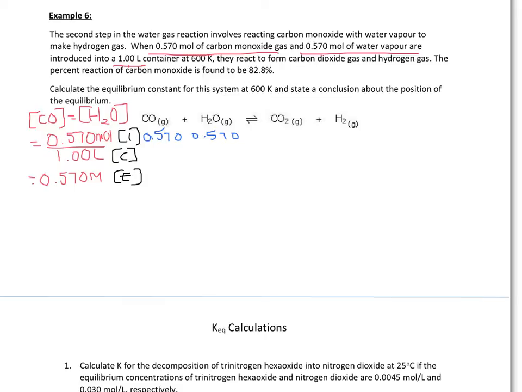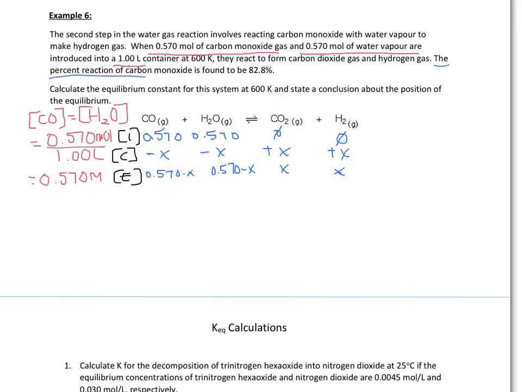Initially, not enough time has elapsed to create any product, so that's going to be represented by 0. I always lose reactants, and I gain products, and in this case, the coefficients are 1, 1, 1, and 1, so I'll have x, x, x, and x. And the equilibrium line is the first two put together. Once you have your ice table set up, you go back to the question for the extra piece of information.